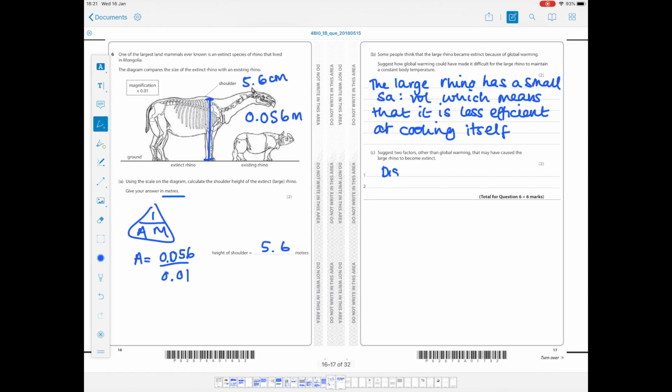So let's make a note of those points now. So disease and also habitat loss are good options. You could have also mentioned that they could have been predated upon by humans.